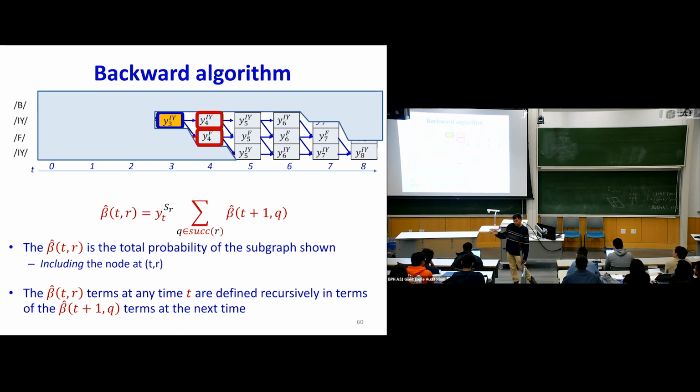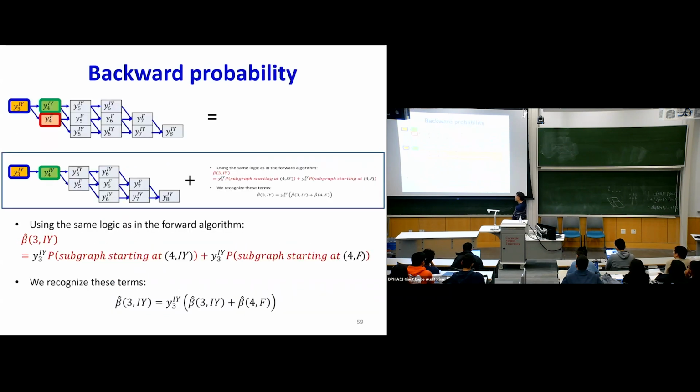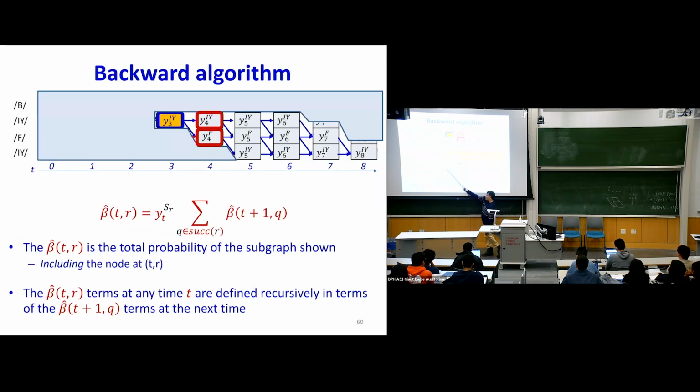Very trivial algorithm, correct? And then from beta hat, eventually you want to get beta. So what you're going to do is divide beta hat by y_t^{s(r)}, right? Just the node probability.